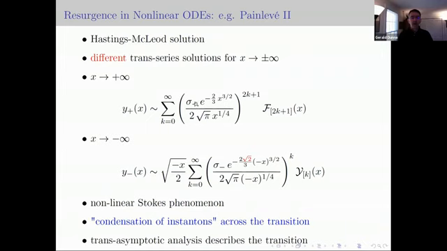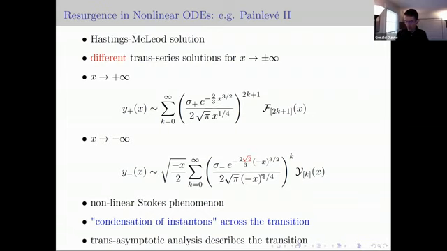Also, we see that as x goes to plus infinity, it's odd powers of this basic exponentially decreasing term, whereas here it's all powers of this exponential term. Here we see also that there were relations between the coefficients of these different fluctuation functions or asymptotic expansions multiplying these exponential contributions. And in physics language, this would be seen as a so-called condensation of instantons as you go through this complicated nonlinear Stokes phenomenon, as you go through pi/3 and then 2pi/3.